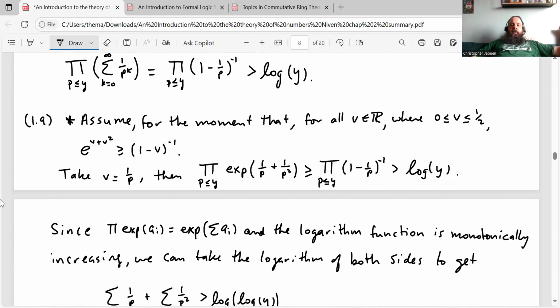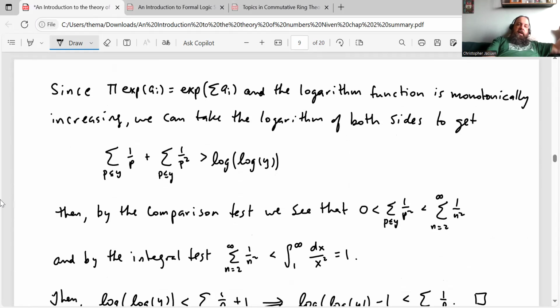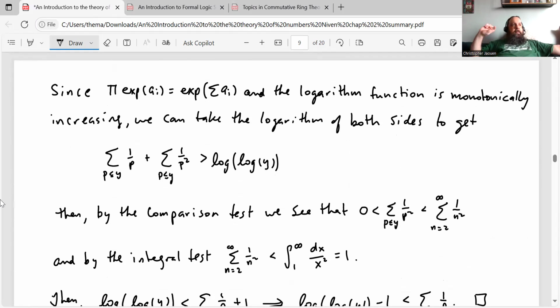Then the product over all p less than or equal to y of the exponential function evaluated at 1 over p plus 1 over p squared is greater than or equal to the product of (1 minus 1 over p) to the minus 1, where we take the product over all p less than or equal to y. That's greater than log of y. Then by the properties of exponents, the product of the exponential functions evaluated at a sub i is equal to the exponential function evaluated at the sum of the a sub i's. That's just the sum rule for exponents, right?